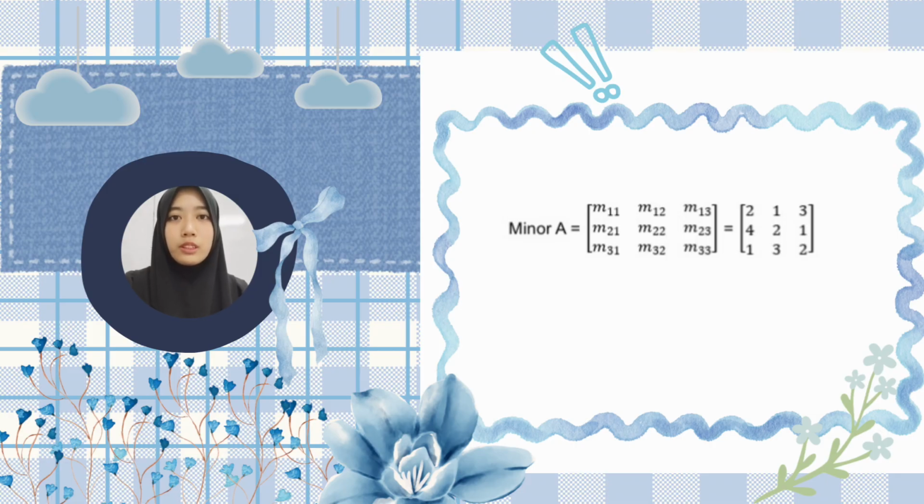Now we will focus on calculating the minor of matrix A. As you can see on the screen, for a 3x3 matrix, we have 9 different positions to calculate, starting from M11 all the way to M33. Each of these represents a specific submatrix derived from our original values.